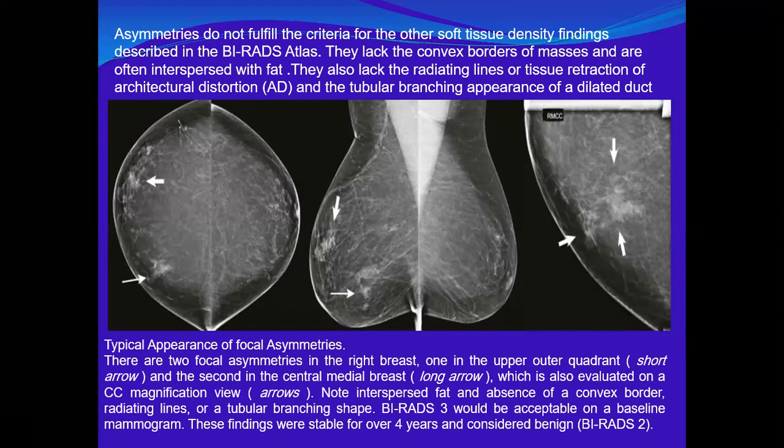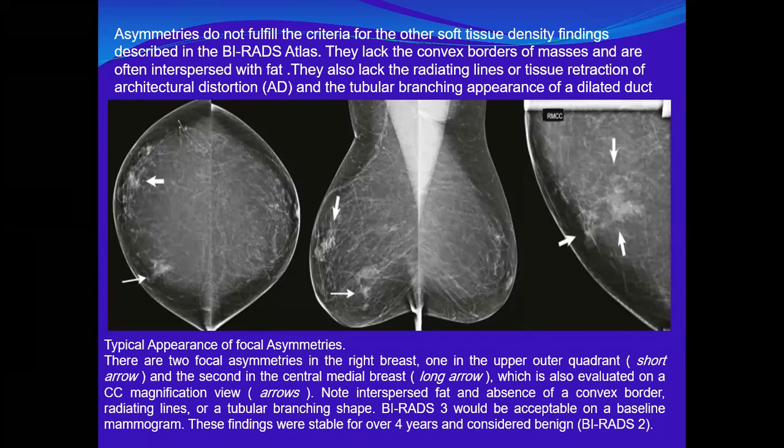But why do we say these focal asymmetries do not fulfill the criteria of a true mass? Typical mass. And not associated with any other suspicious features. See? No suspicious features. And it was reported as BI-RADS 3. And on follow-up, it was stable. Then it will be reported as BI-RADS 2, if the densities are stable for 2 years or more. In this case, it was stable for 4 years, so considered to be BI-RADS 2.